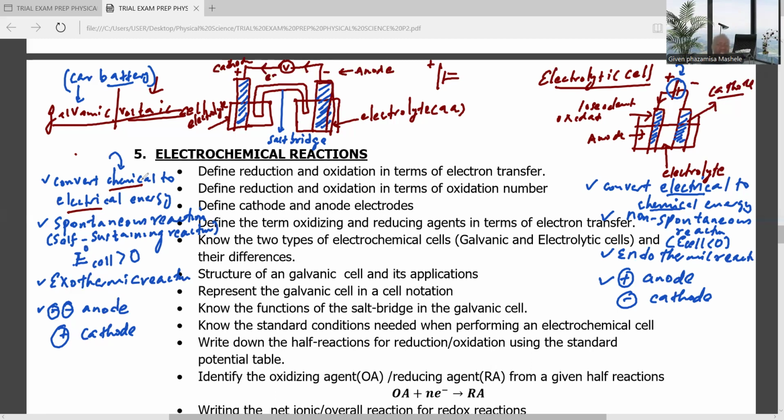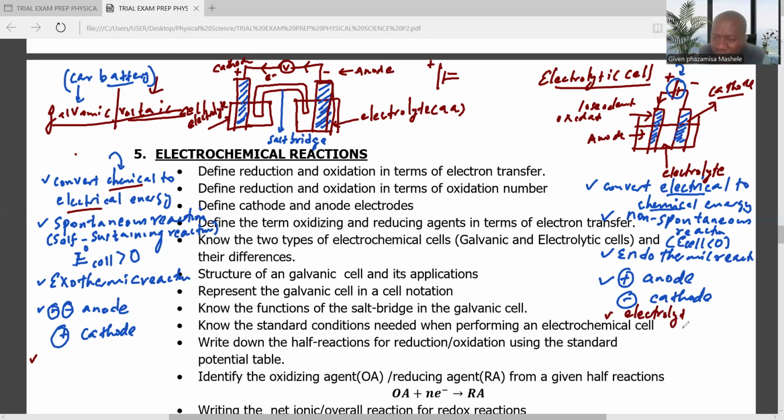So you need to know that the anode in the galvanic cell is the negative terminal, the cathode is the positive terminal, and always electrons move from anode to cathode. It's very important to be able to know the difference between a galvanic cell and an electrolytic cell. Another thing, a galvanic cell has a salt bridge, whereas an electrolytic cell has no salt bridge. And again, in a galvanic cell, the process of electrolysis does not take place. It takes place in the electrolytic cell.